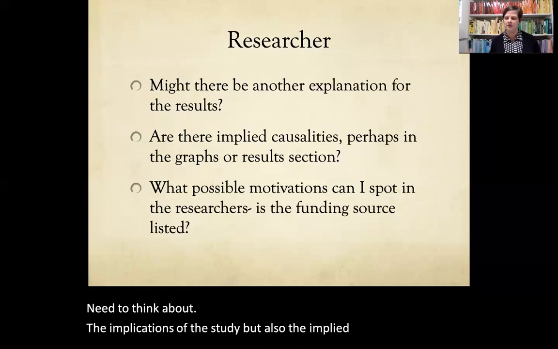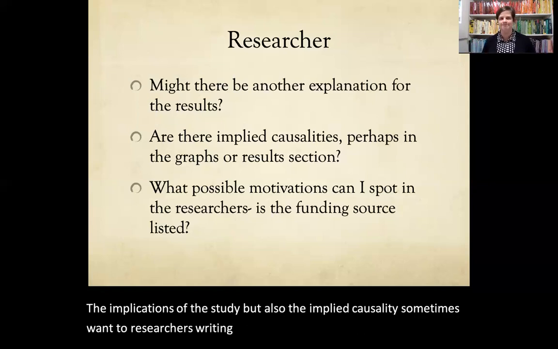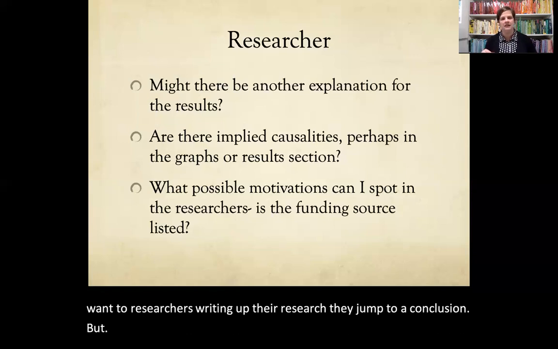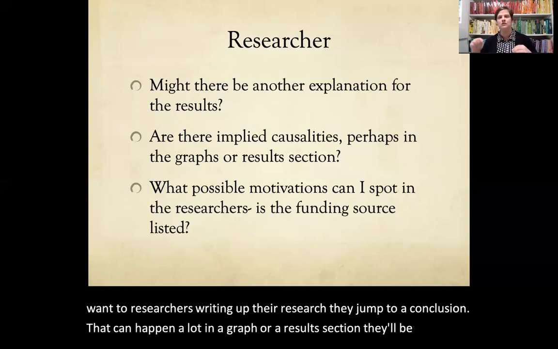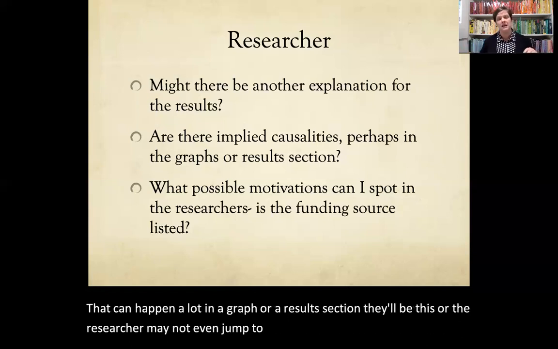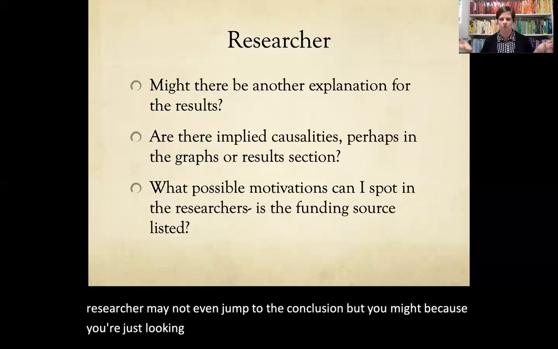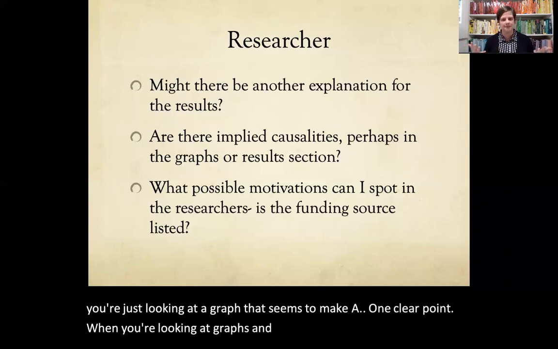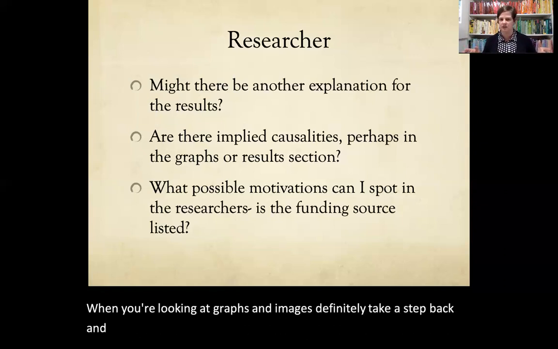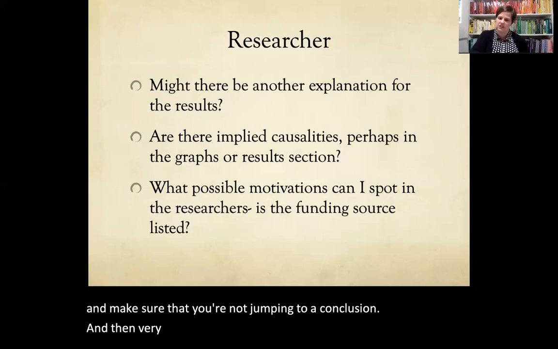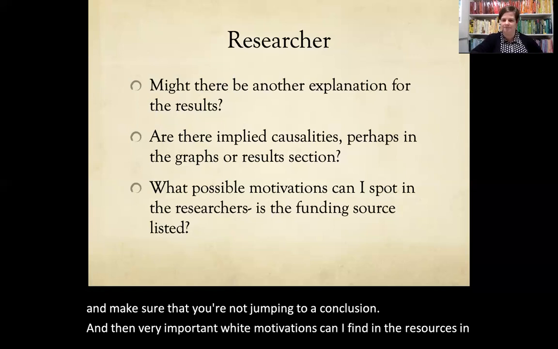Sometimes when a researcher is writing up their research, they jump to a conclusion. But that can happen a lot in a graph or results section. The researcher may not even jump to the conclusion, but you might, because you're just looking at a graph that seems to make one clear point. When you're looking at graphs and images, definitely take a step back and make sure that you're not jumping to a conclusion. And then, very important, what motivations can I find in the resources, in the researcher's funding?